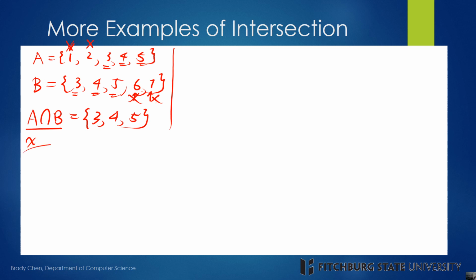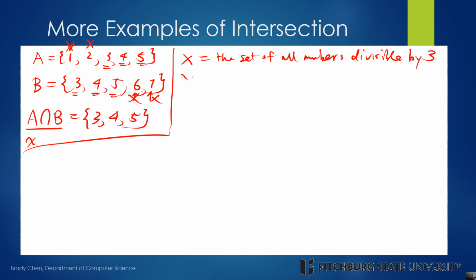Okay. Now let's take a look at another example. Let's say X is the set of all numbers divisible by 3, and Y is the set of all numbers divisible by 2. Remember, X union Y is the set of all numbers divisible by either 3 or 2. Now what is the intersection of X and Y?